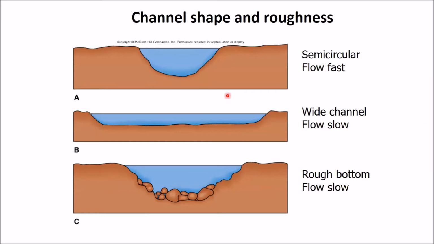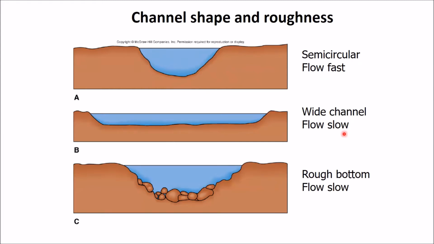Okay, and this shows you how the shape and the roughness of the channel can influence the flows. For example, with a semicircular shape, the flow is fast, and with a wide channel, the flow is slow. You can easily imagine this in relation to the Red River, for example.